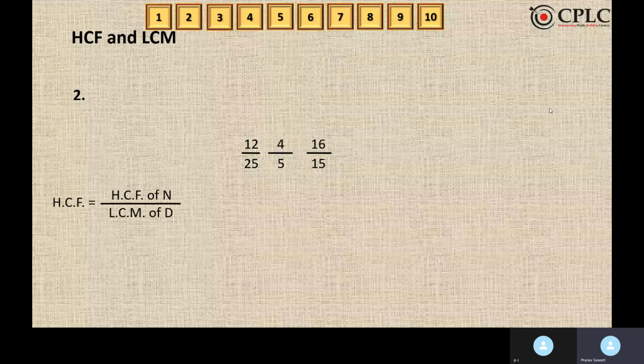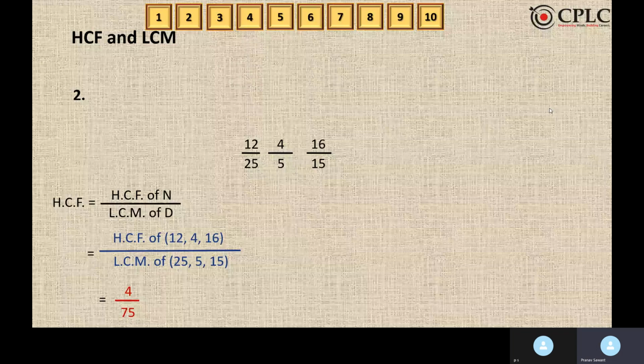Now we will just apply the formula. So HCF is equal to HCF of N upon LCM of D. N is numerator, D is denominator. So we'll find HCF of 12, 4 and 16, that is 4, and LCM of 25, 5 and 15, that is 75. Hence HCF is 4 upon 75.